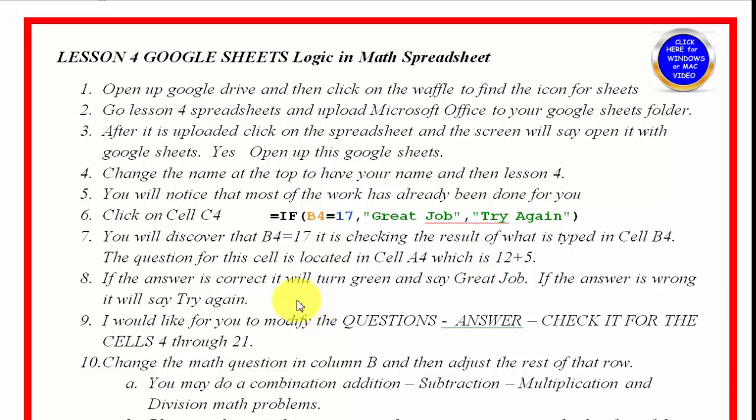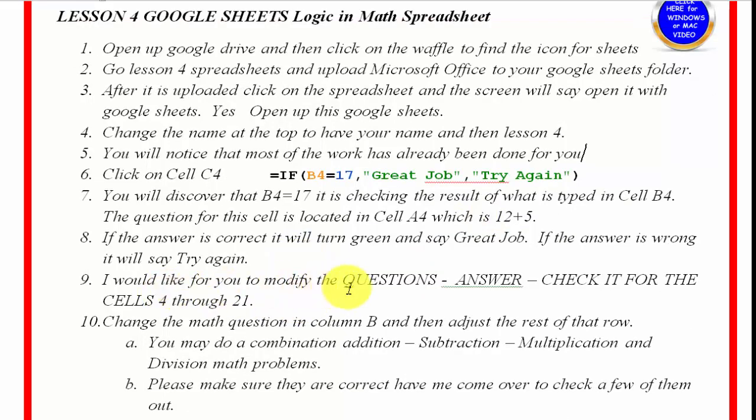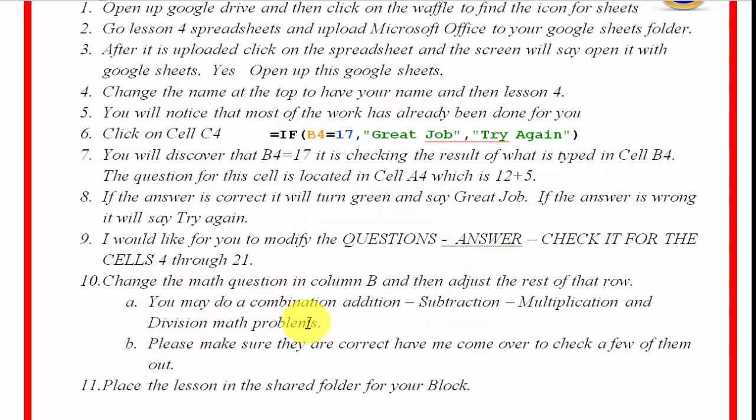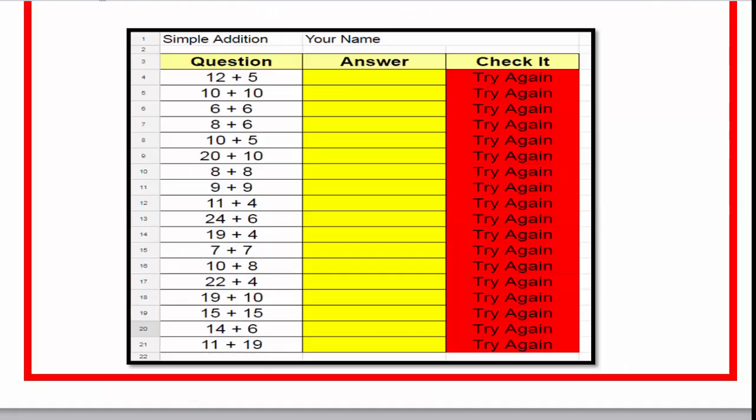Okay, what we'd like to have you do here is modify the questions and answers and check it for cells 4 through 21. Now, change the math questions in column B and then adjust the rest in that row. For example, you can have a combination of addition, subtraction, multiplication, and division. Please try those. Now, please call me up when you're done so I can check out a few of them, and then you can place it in your folder in your block.